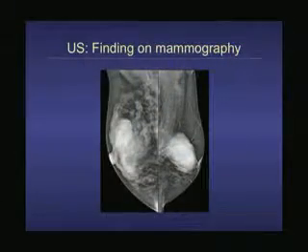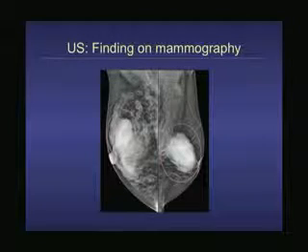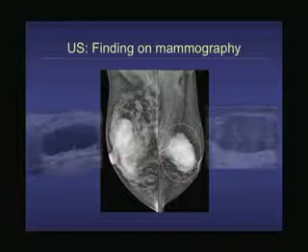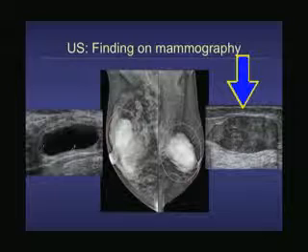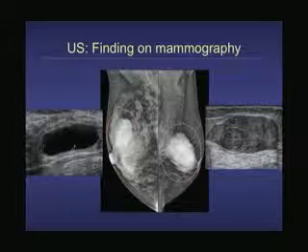So how do we use it? Something on mammography. These are two different patients that I'm putting side by side. They both have these white masses, right? But they look different on ultrasound. This one tells me it's a cyst. This is a phyllodes tumor, okay? But on mammography, I can't tell the difference. They just both look white. So ultrasound helps tell me if it's got fluid in it, it's a cyst, or if it's something solid.